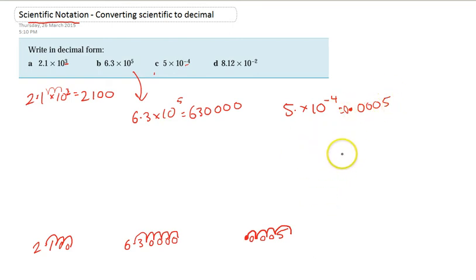Last one. It's 8.12 times 10 to the negative 2. Now again, it's got a negative power, which means that it's a small number. So it goes from being 8.12 to something that's smaller than that. It's really just a matter, again, of moving that decimal, this time 2 spaces, to the left because it's negative. 1, 2. Put a 0 in its space, 0.0812.